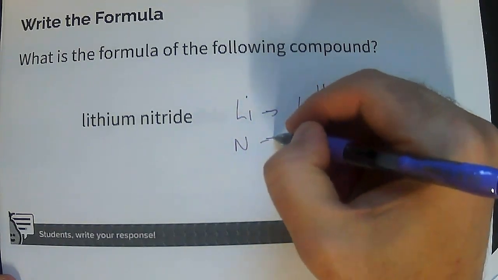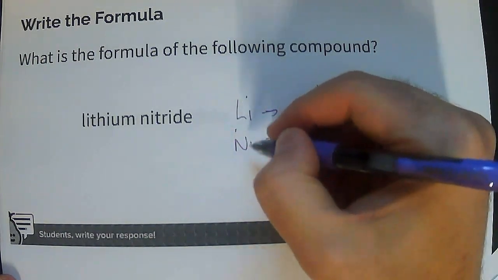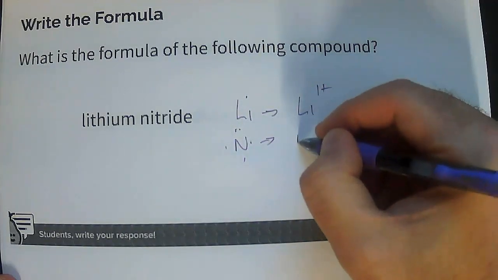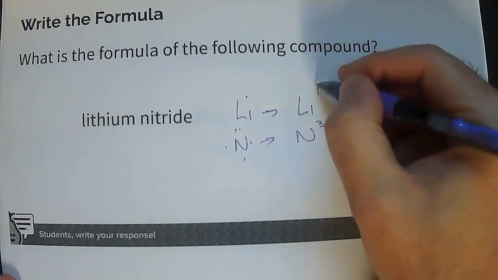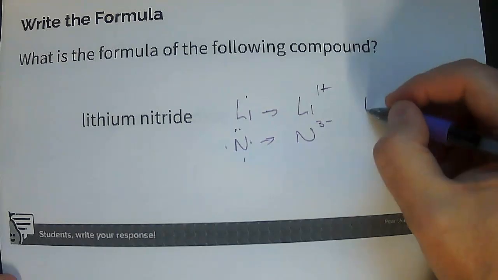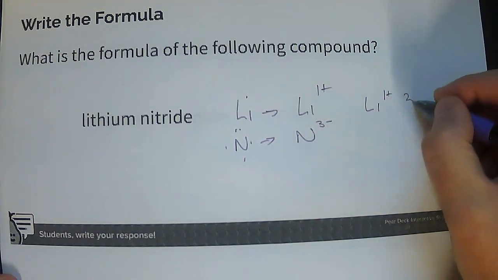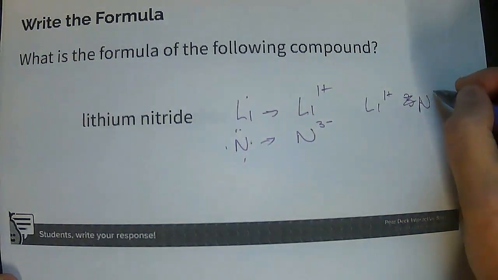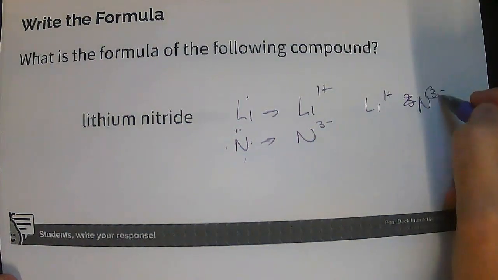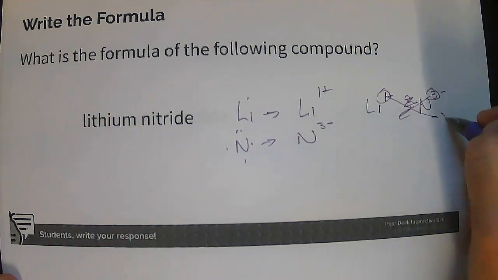So lithium nitride: Li is 1 valence electron, so Li gives a 1 plus charge. Nitride has 5 valence electrons, so this becomes a 3 minus charge. So we're going to crisscross. Let's see, make sure I do this right. 1 plus and N3 minus.